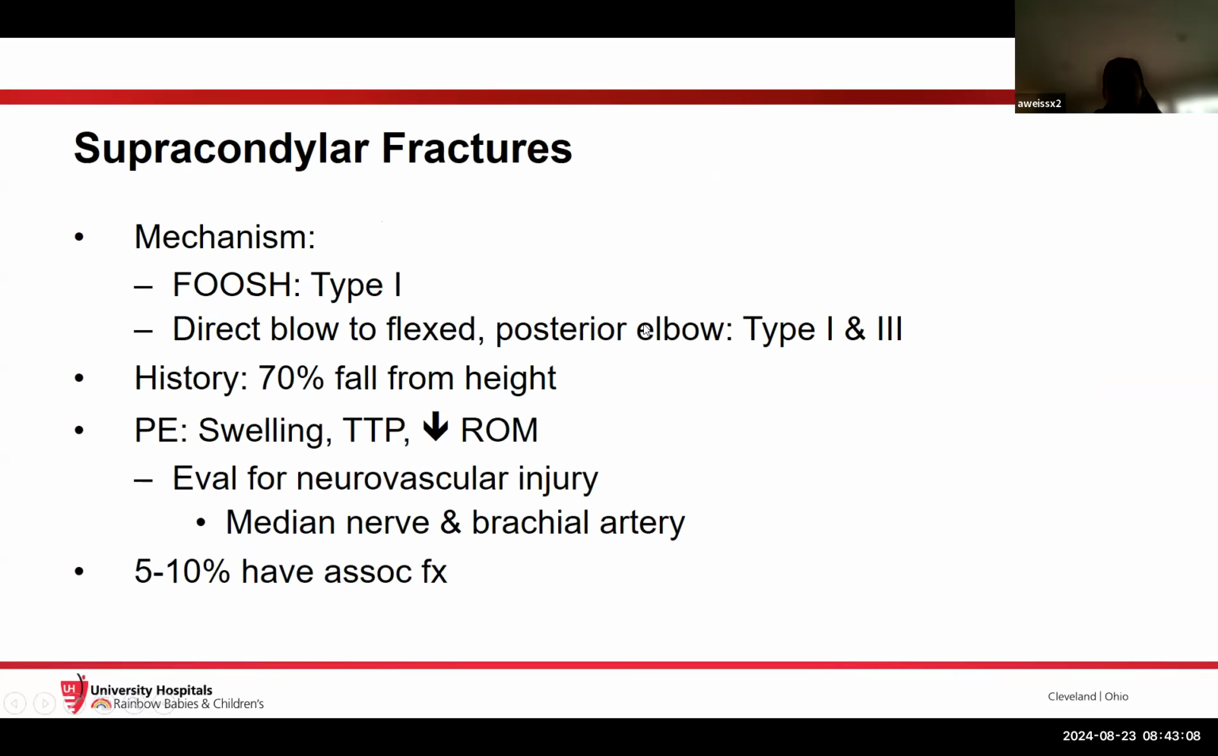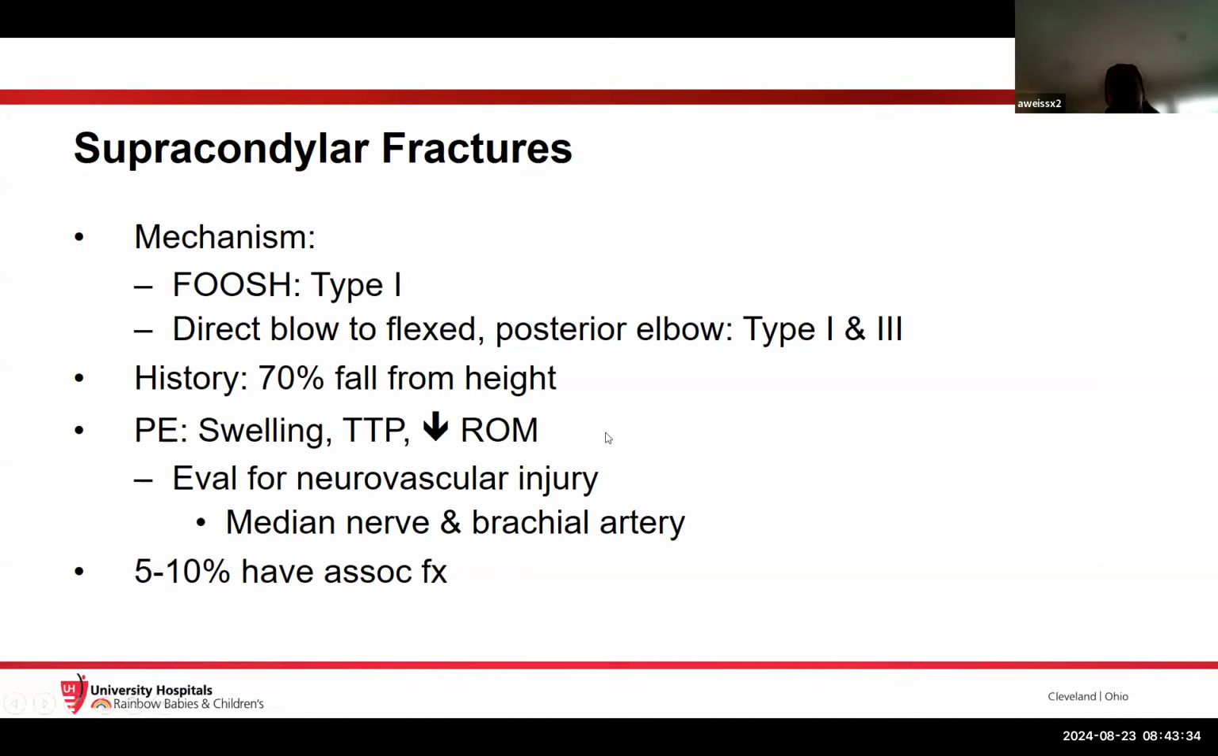So typically supracondylar fractures are FOOSH injuries. Those are most of the ones that we're going to see. It can be a direct blow to a flexed elbow, or a fall from a height, but mostly it's going to be a fall on an outstretched hand. Sometimes in the older kids who are playing contact sports, you'll see a blow to a flexed elbow. Swelling, tenderness to palpation, decreased range of motion.